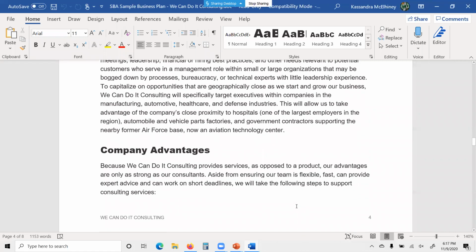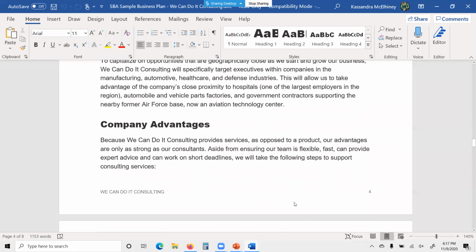So, advantages of the company to its customers. And yes, we have a service rather than a product. And basically our people are our product. And that's true of any service industry.